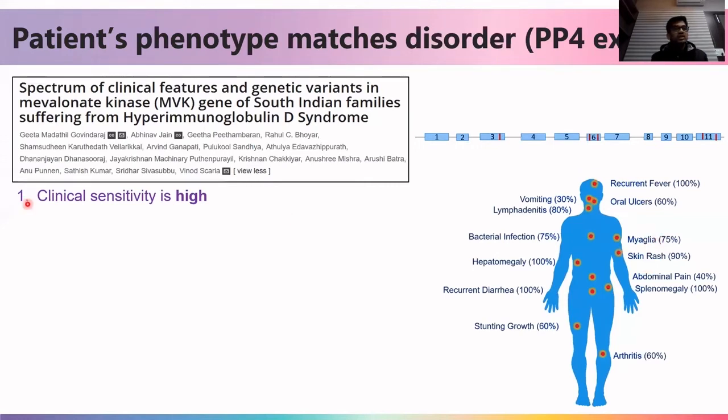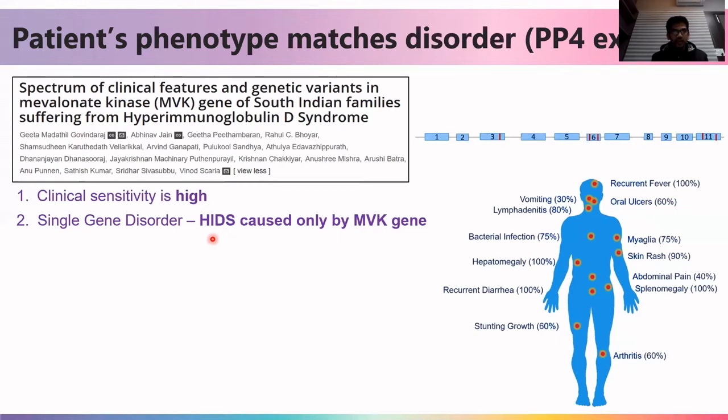So the first condition for PP4 has been satisfied, that is, the clinical sensitivity is high. The second condition is that there should be a single gene disorder. The MVK gene has caused only one type of symptom, that is hyper IgD syndrome. The second criterion is also satisfied.